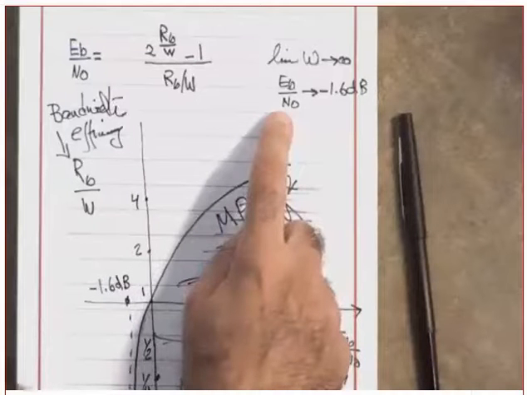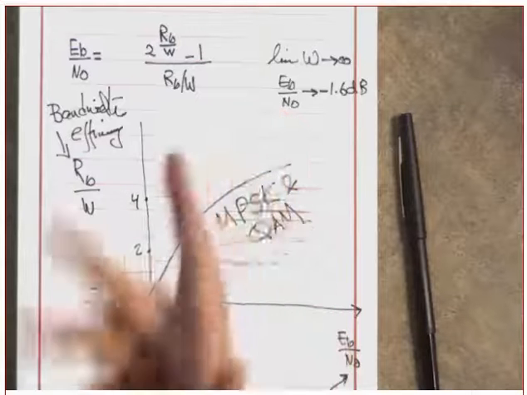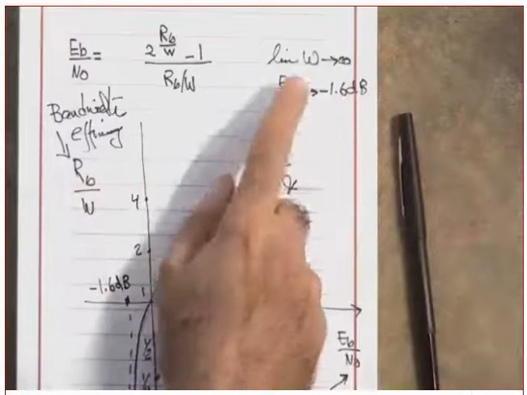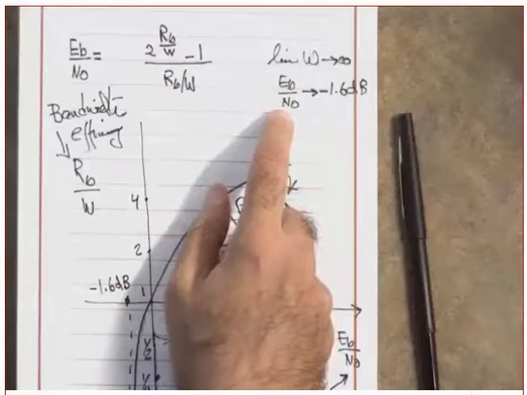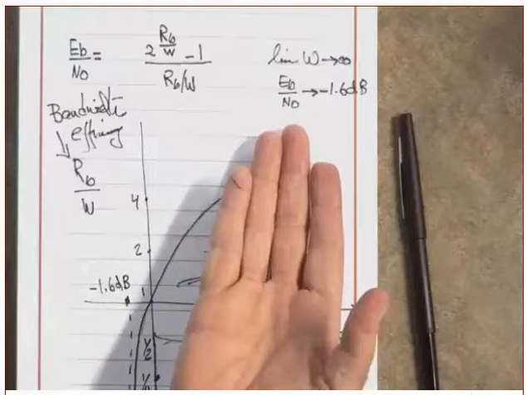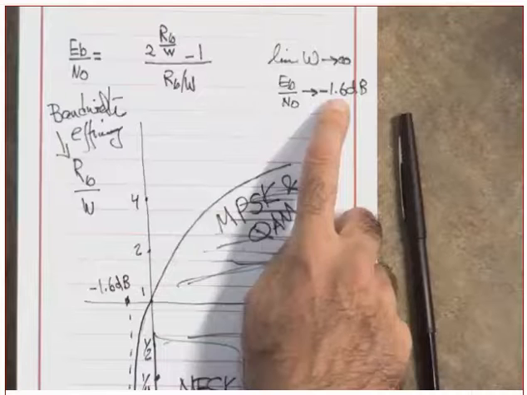N0 is not the noise power, it's the noise power spectral density, which is watts per hertz. Watts per hertz is what? It's joule. So you are comparing the bit energy to the noise energy. Yes? Which one is larger? The noise energy or the bit energy? Noise energy, because this one is negative dB.